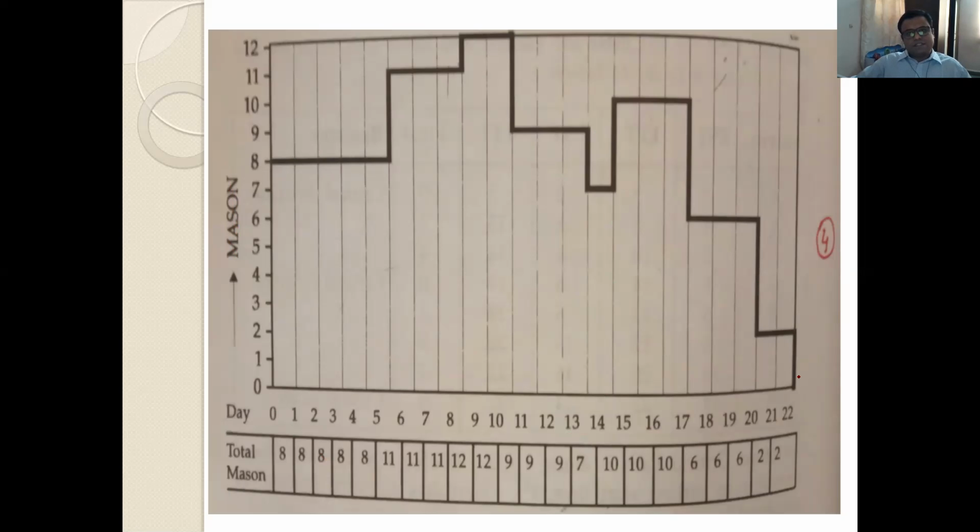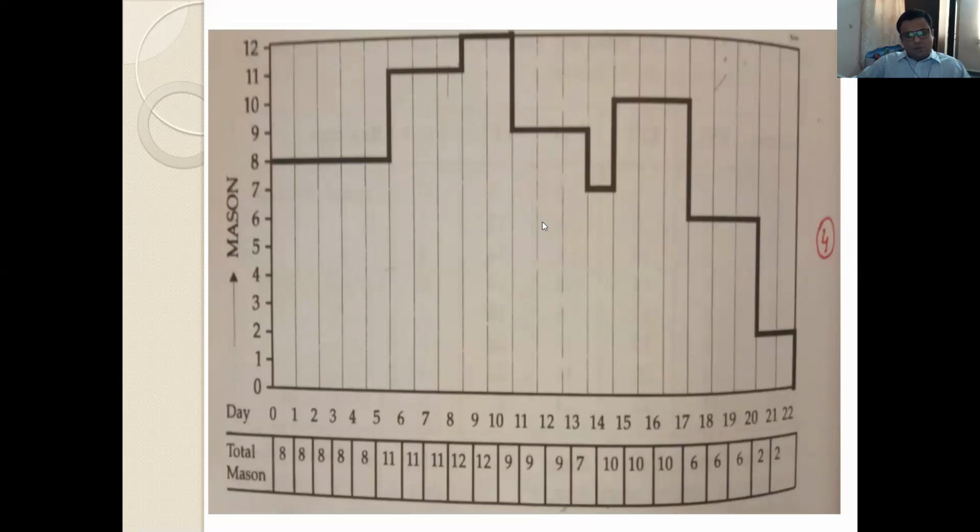Now students, carefully study this histogram. What do we get here? For each of the days, the resources required are varying very much. For the first 5 days, it is uniform. But after that, it suddenly increases for a few days. After that, again it suddenly increases. It reached 12.